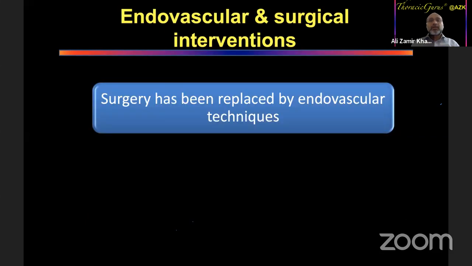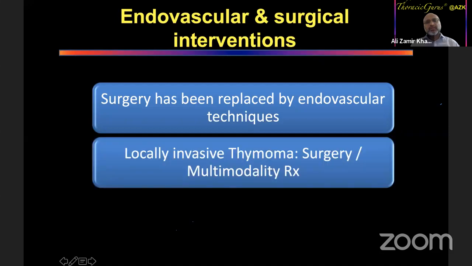Endovascular and surgical, what about surgery? Surgery has been replaced by endovascular techniques completely. Almost hardly ever do we do surgical interventions in the current era. SVC surgery has gone down quite dramatically. The only place where SVC reconstruction still has a role is in locally invasive thymomas.